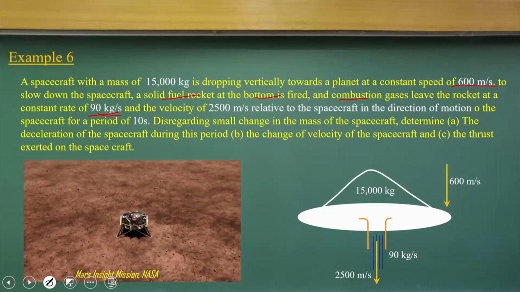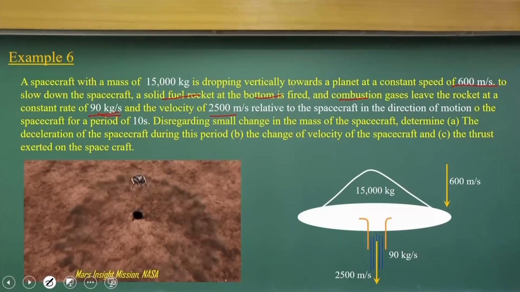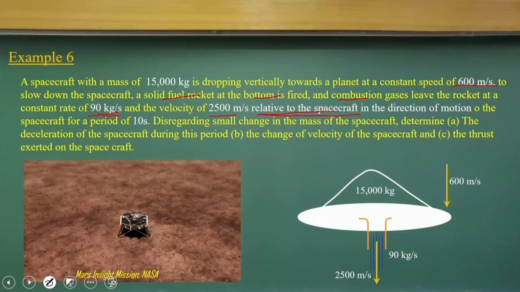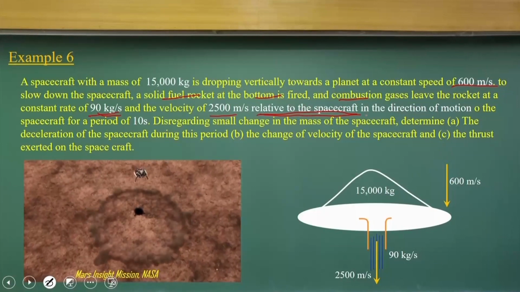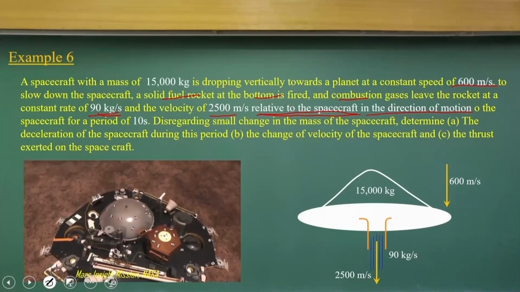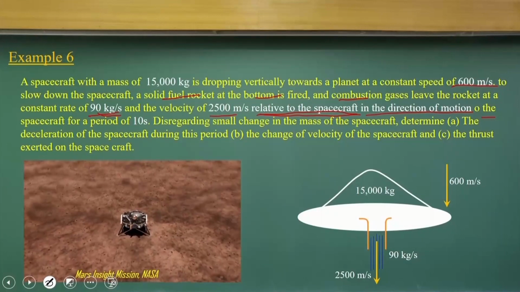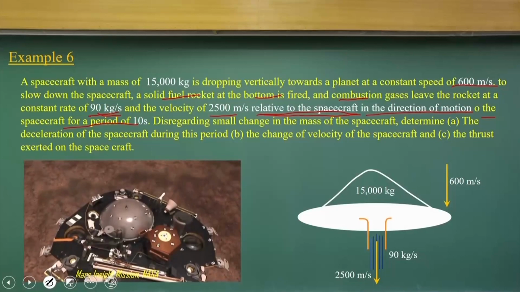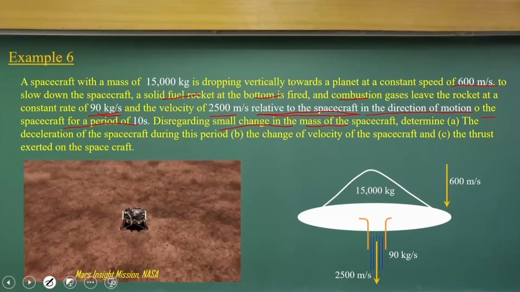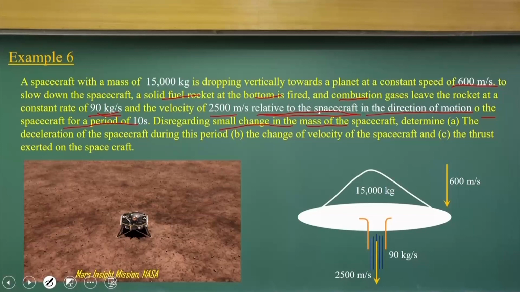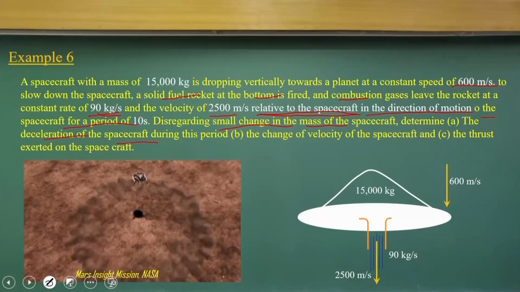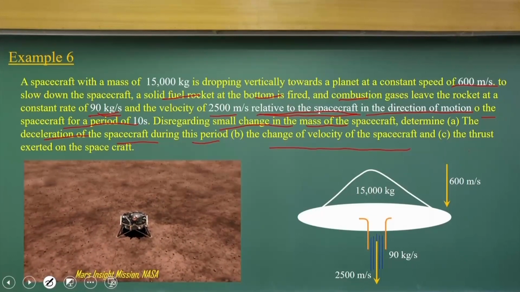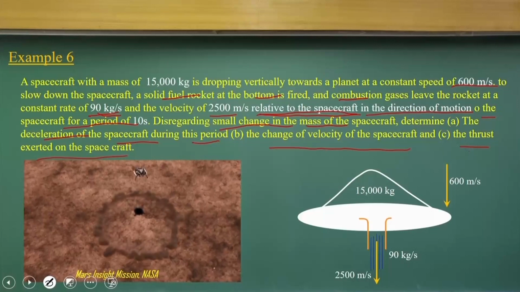The velocity will be 2500 meters per second relative to the spacecraft. Please remember, this is the main point: relative to the spacecraft, in the direction of the motion. The rocket is fired for a period of 10 seconds. Neglecting the small change of mass in the spacecraft, determine the deceleration of the spacecraft during this period, the change of velocity of the spacecraft, and the thrust exerted on the spacecraft.